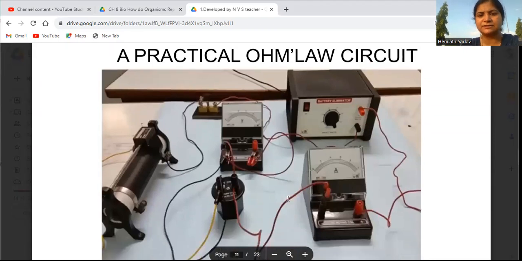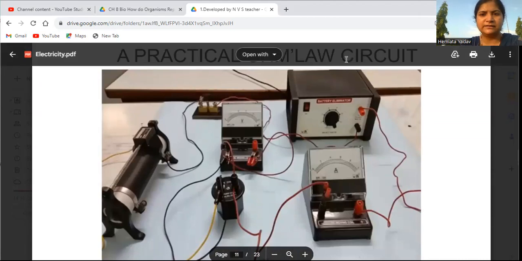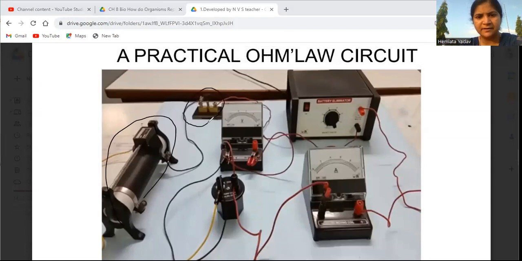प्रैक्टिकल ओम्स लॉ सर्किट इस तरह से बनाया जाता है, चाहे तो आप इसका स्क्रीनशॉट ले सकते हैं। यहाँ पर हमने वेरिएबल रेजिस्टेंस कनेक्ट कर रखा है एक तरफ, ये हमारा की है, this is our voltmeter which we have connected in parallel to the resistance, and this is our battery, and this is our ammeter which is connected to the battery in series, and this is the battery eliminator. So this is the Ohm's law circuit.